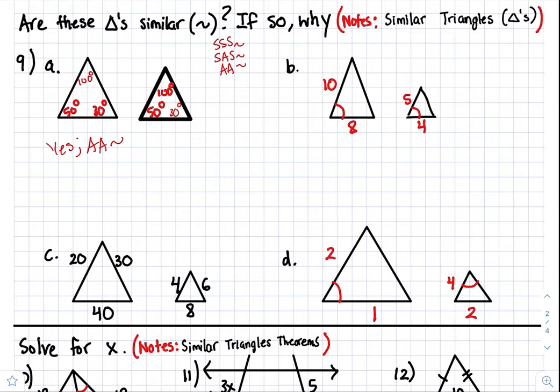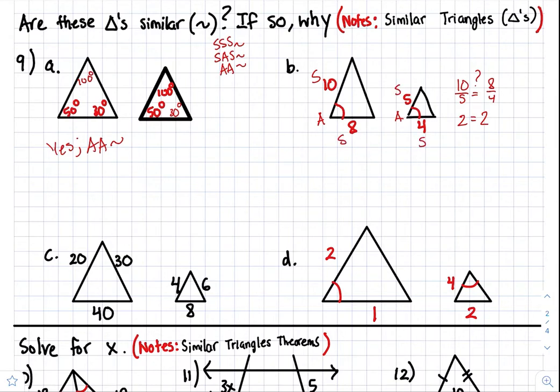Part B. So I at least know that this angle is congruent to this angle, right? Now, what about the sides? Well, we should see if they're proportional. So 10 over 5, does that equal 8 over 4? 10 over 5 is 2, 8 over 4 is 2. So yes, this side is proportional to this side, and this side is proportional to this side.